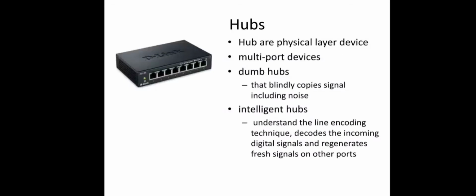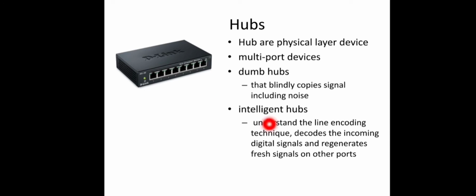Next one is the hub. Hub is also a physical layer device, just like the repeater. It understands only the voltage signals. The main difference between hub and repeater is that a hub is a multi-port device. A repeater is used to connect two different segments, right? Whereas in a hub, multiple ports will be there, so multiple segments can be joined together using this hub. There can be two categories of hubs: dumb hubs and intelligent hubs. In case of dumb hubs, it blindly copies the signal including noise. There won't be any regeneration; it simply copies the signal from one cable to the other cable. That's all in the case of a dumb hub.